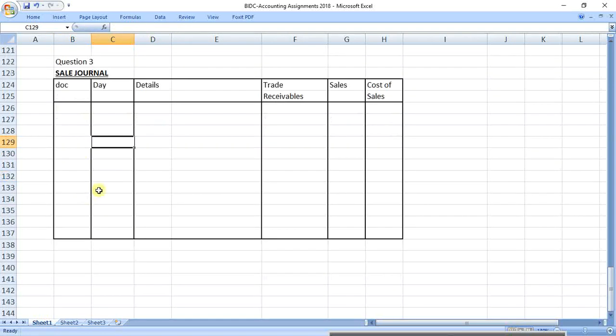Right, that's the first thing that you're going to have to draw up. Sales journal. Obviously the sales journal is for the debtors, the trade receivables. Right, so document, day, details, trade receivables, sales, and cost of sales. That's what you would have in a general sales journal type of book.